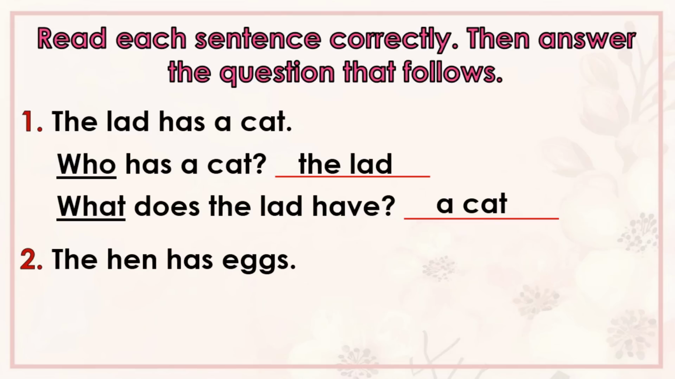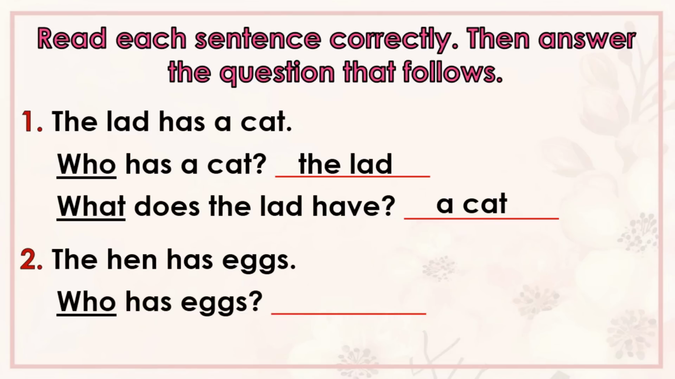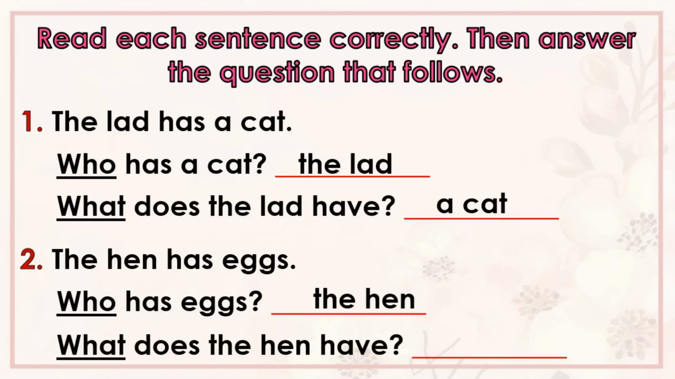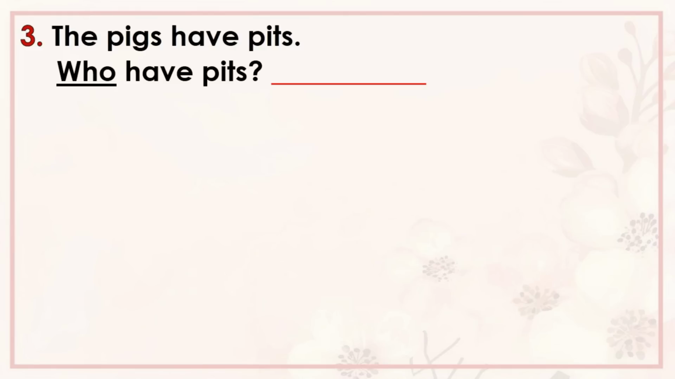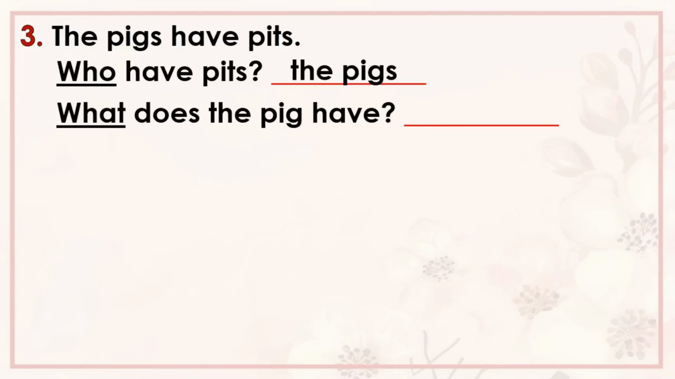Number 2. The hen has eggs. Who has eggs? Very good. The hen. What does the hen have? Very good. Eggs. Number 3. The pigs have pits. Who have pits? Very good. The pigs. What does the pig have? Very good. Pits.